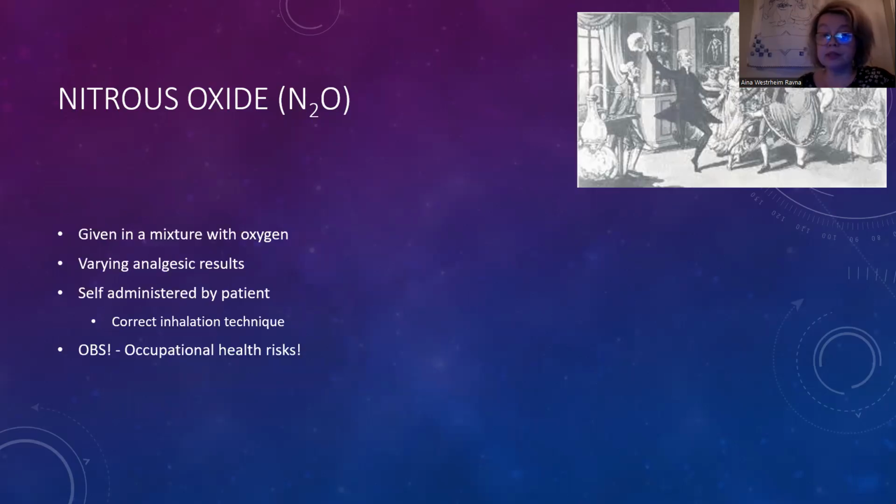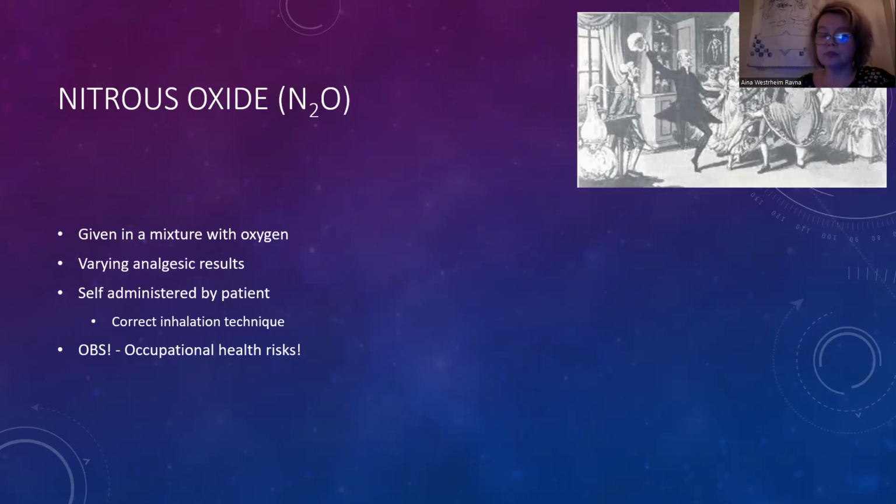Nitrous oxide is given in a mixture with oxygen, and there are varying analgesic results. It is self-administered by the patient, so it is important to give the patient instructions so she can use a correct inhalation technique. And it is also important to remember that there can be a gas leakage.